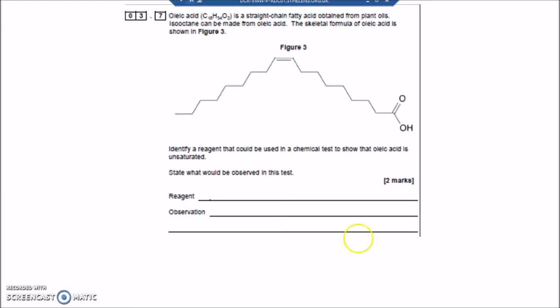Oleic acid looks like this. It's got a double bond, it's got a carboxylic acid. Identify the reagent that could be used in a chemical test to show that oleic acid is unsaturated. Unsaturated means it's got a double bond, and indeed it has here. Even though it's got a carboxylic acid group, the common mistake will be to say add sodium carbonate and look for bubbles. It's not asking that, it's asking for unsaturation, so it's asking you for a test for this double bond. So your answer is bromine, or bromine water, goes from orange to colourless.